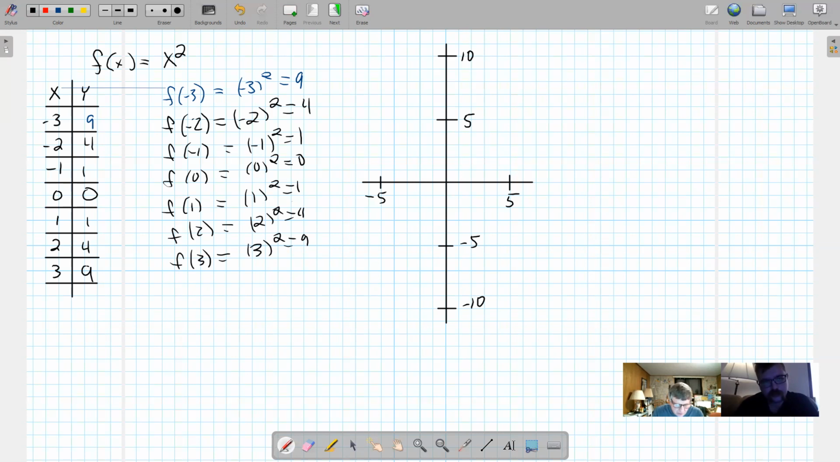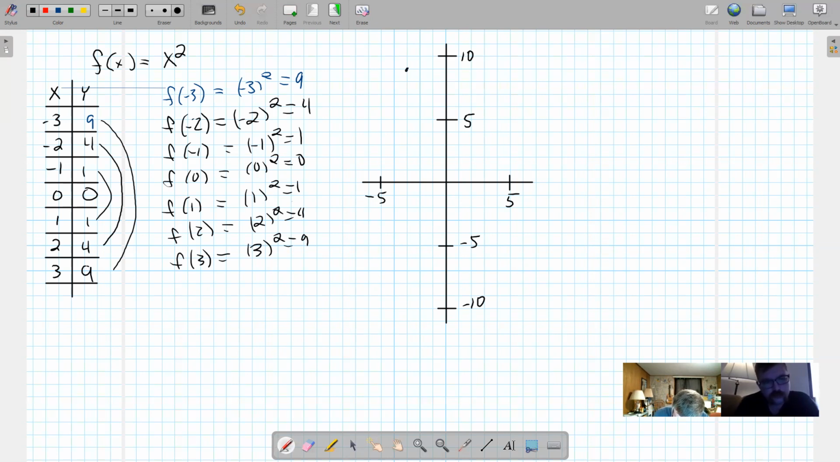Notice there's two different x values that have the same y values. When x is -3 and +3, the y values are both 9. When x is -2 and +2, the y values are both 4, etc. This is still a function. You can have more than one input going to the same output. You just can't have one input going to more than one output. So this is a function. And let's graph those points.